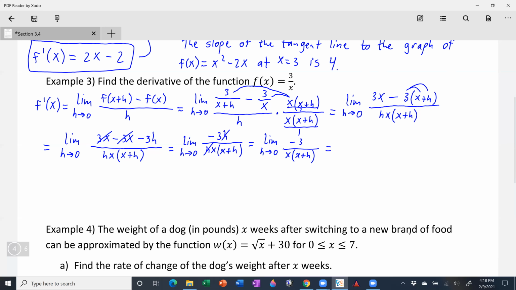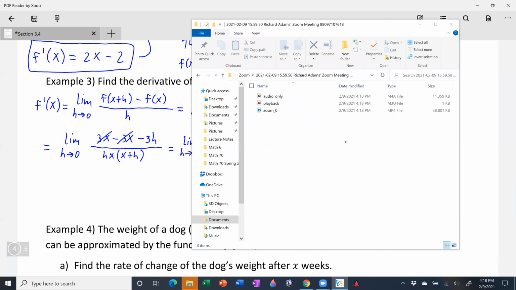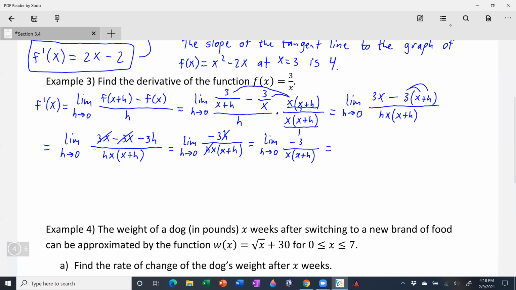Okay, because now when we use direct substitution, let's see what happens. So direct substitution for h going to 0. Excuse me. So the negative 3 is not affected. Okay, x's are not affected, but the h is now a 0. Okay, this does not cause divide by 0 because then it's just x times x down there, and we get negative 3 over x squared.